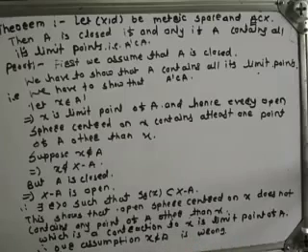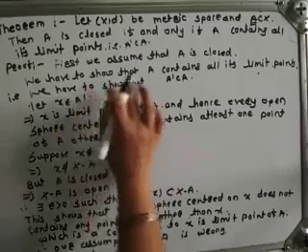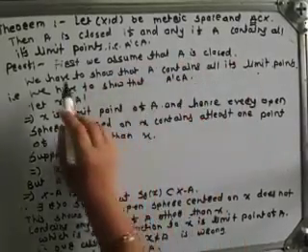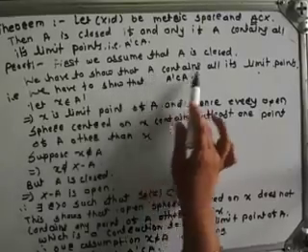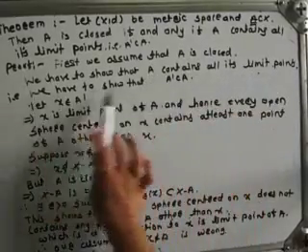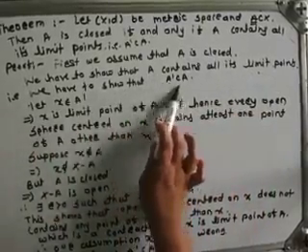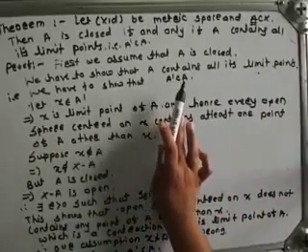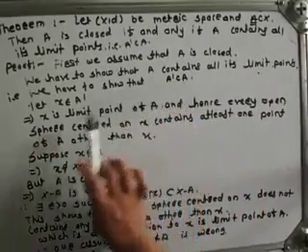Therefore x belongs to A. That implies A dash is a subset of A. That is, A contains all its limit points. See here, what we assume? A is closed. We have to show that A contains all its limit points. That is, we have to show that A dash is a subset of A.